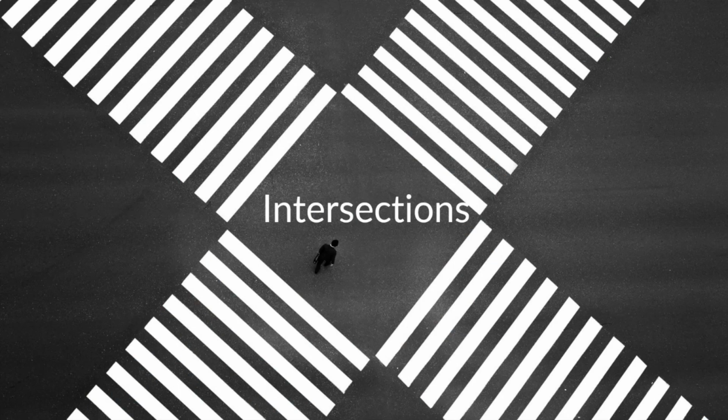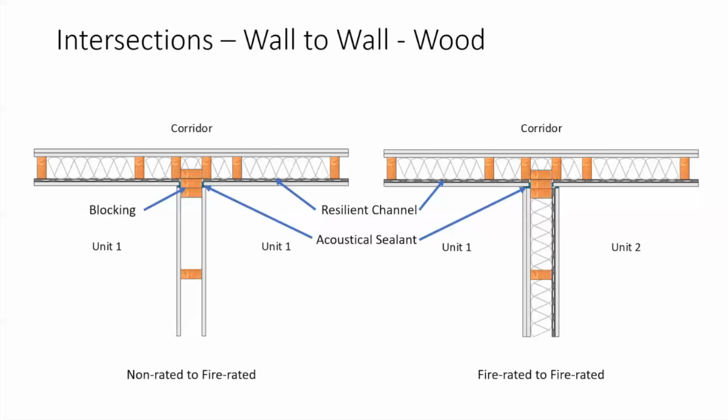All right, so intersections. I think we're doing all right on time here. The first intersection we'll talk about is a wall-to-wall intersection. And these can be tricky because often you're dealing with acoustics and fire. Fire tends to like things all buttoned up and touching. There are some clear exceptions to that, but for acoustics, we typically want to have things separated, but we still want them all sealed up.